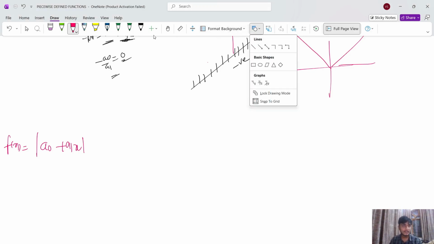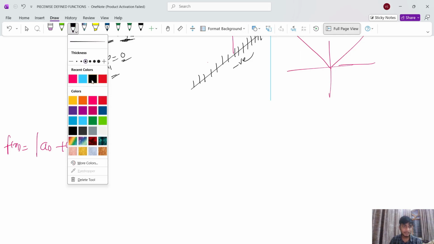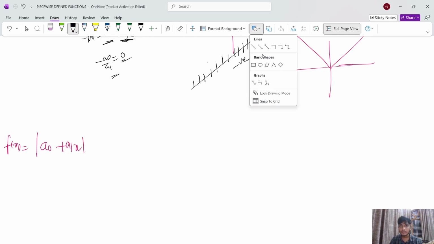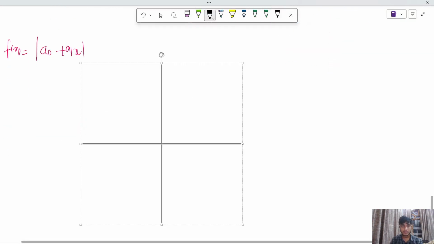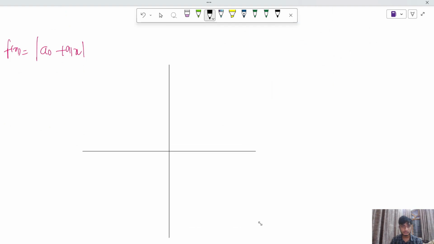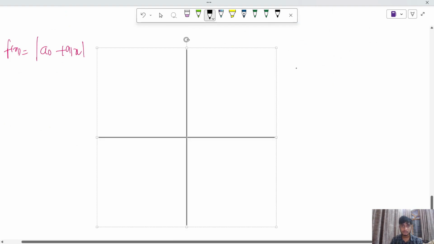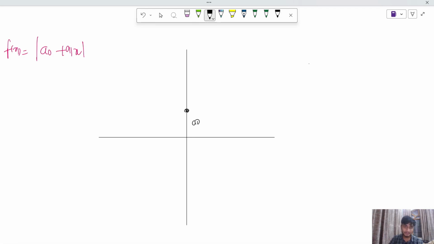Okay, cool. Let's change the pen. Let's keep it black. Okay, cool. So a naught, this is nostalgia, right? Like we did the same thing before also. So same, the slope will be a1. So I'm sorry, I'll take a line directly.